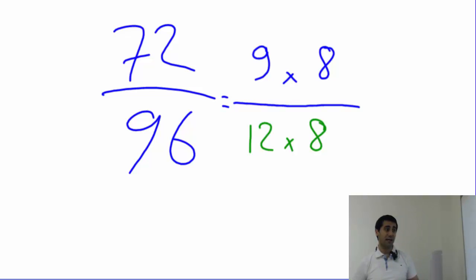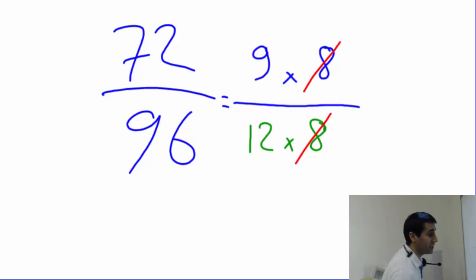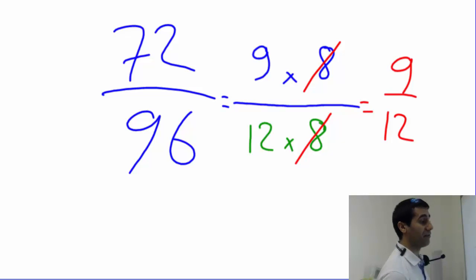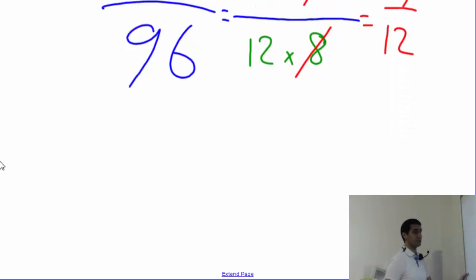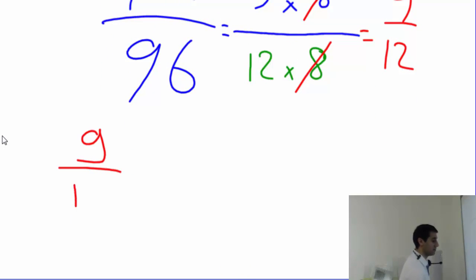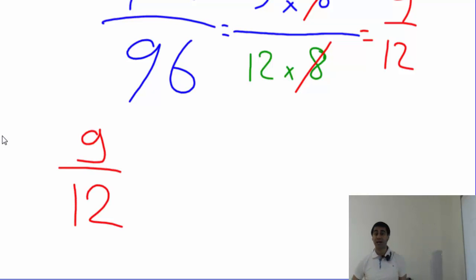When you write it down like that, you see on top you have the 8. In the bottom you also have the 8. They will cancel out. You're going to end up with 9 divided by 12 only. Now, let's write that down here. 9 divided by 12. That's where I am right now.